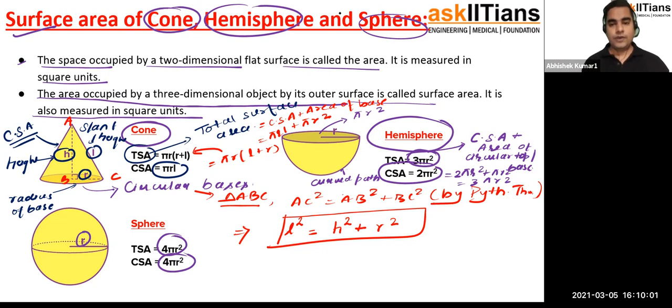Clear? So I hope it is very clear to everyone what CSA and TSA are in case of cone, in case of hemisphere, in case of a sphere, and also the meaning of the different symbols that we have used here. And I hope it's very clear whether there is any difference between TSA and CSA as far as sphere is concerned, and if there is no difference, why, and also what is the formula. Please go through it before we move to the application of the formulas that we discussed here.